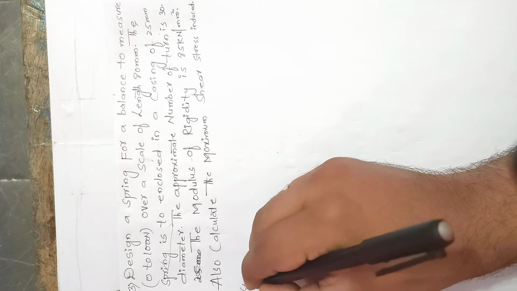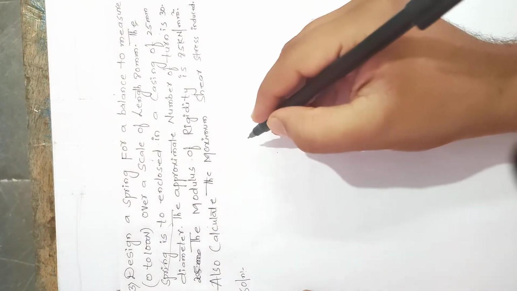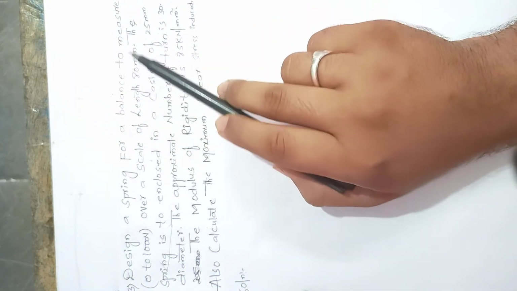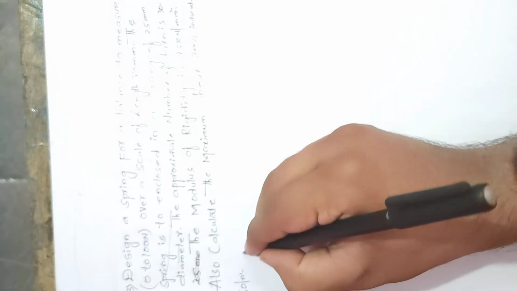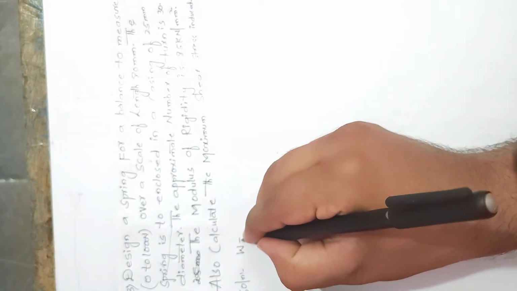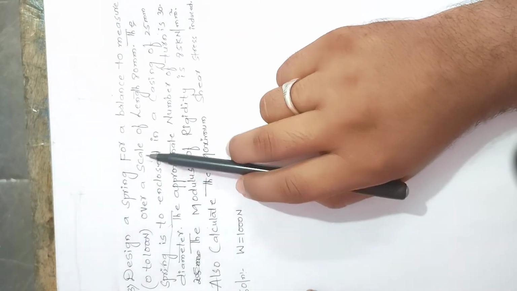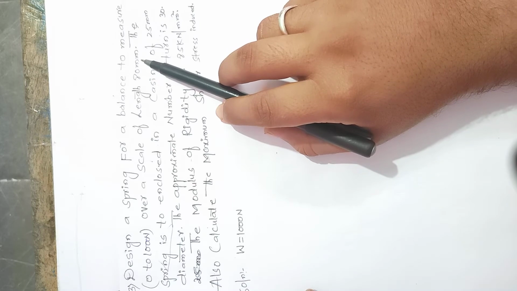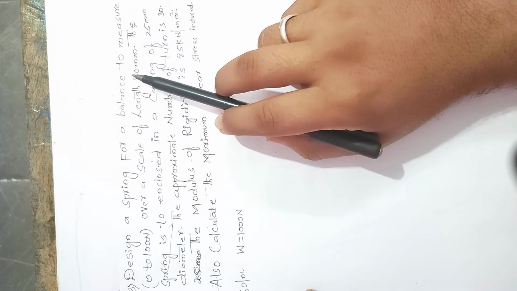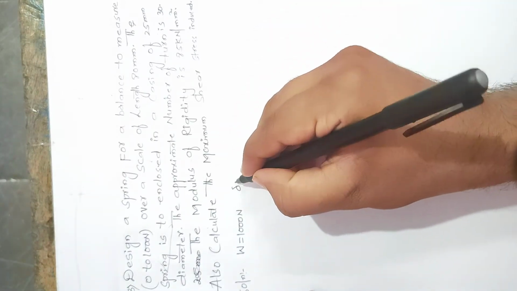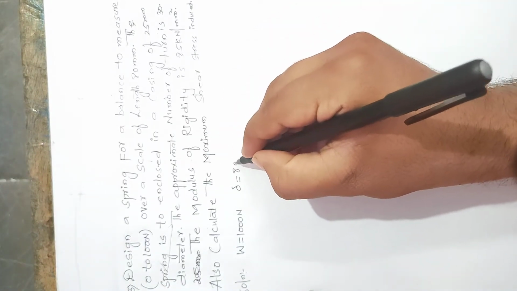First of all, I will write the given data. Here in this case, the load, how much is given here? The load is given as 1000 Newton over a scale length of 80 mm. So this means that it is a deflection due to applied compressive load. How much deflection is there? 80 mm.